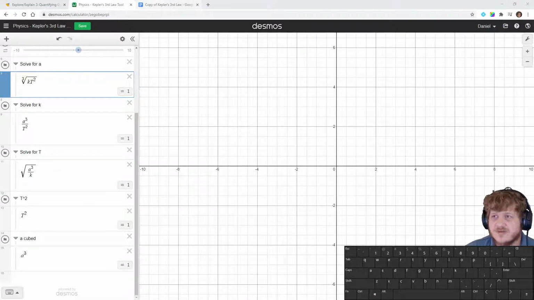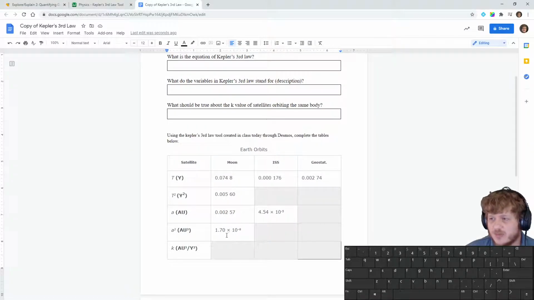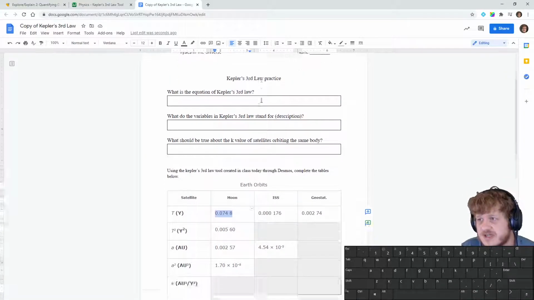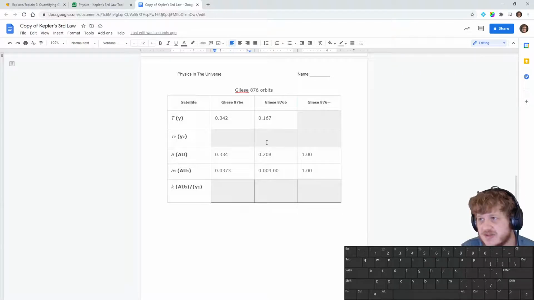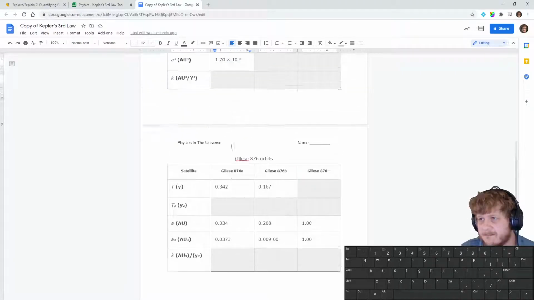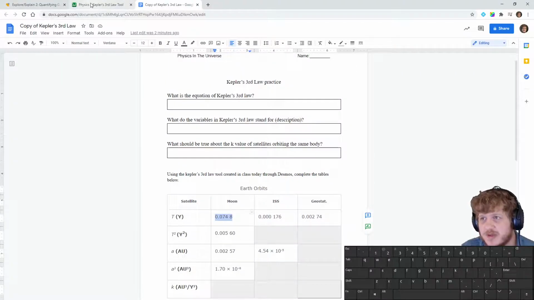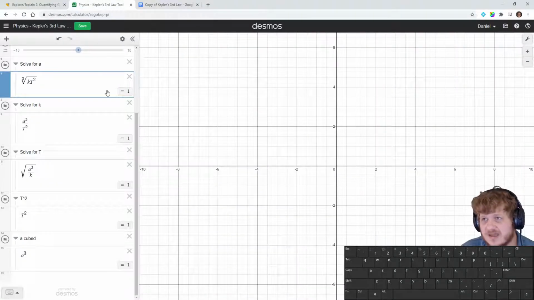So to use this in an example, say we want to solve for k of the Earth. This is the tool we'll end up using, or the worksheet that we'll be working through, where we have these two tables you'll want to fill in with the data where it's grayed out. So if we go over to our third law tool, right here we have the period of the moon, which is 0.0748 years.